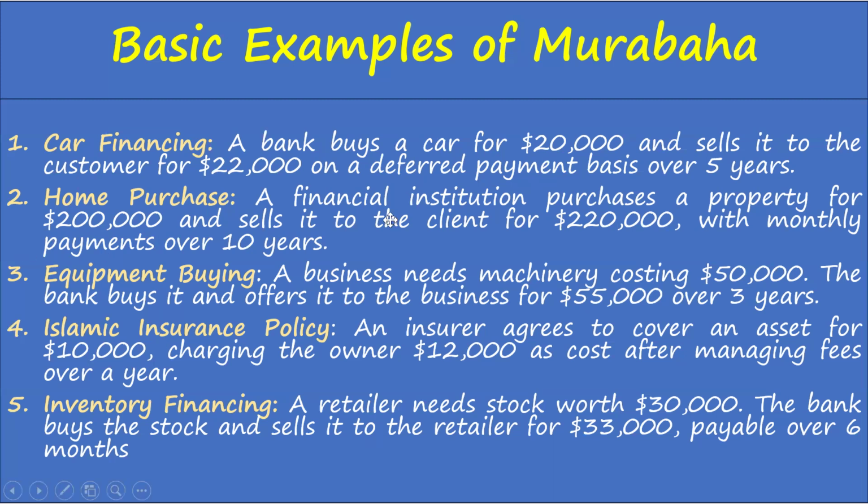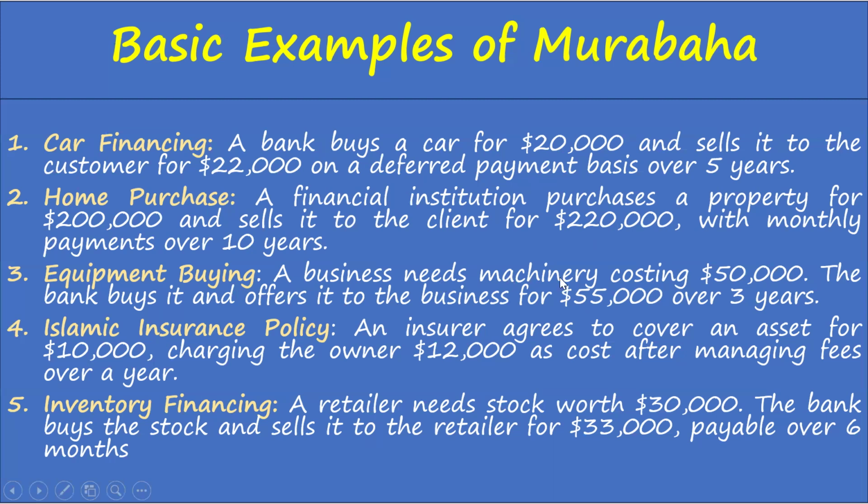Home purchase. For example, if you want to buy a house, a financial institution purchases a property for $200,000 and sells it to the client for 220 with monthly payments over 10 years. So the initial price of the house was 200, but the bank is selling it to you for 220. So the 20 is basically the profit the bank is going to gain from this transaction. So it's not interest.